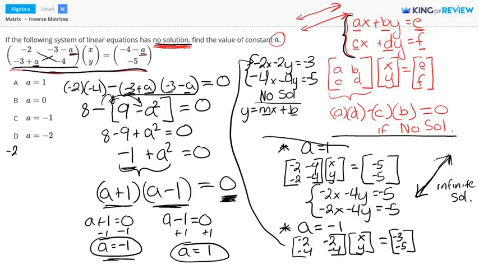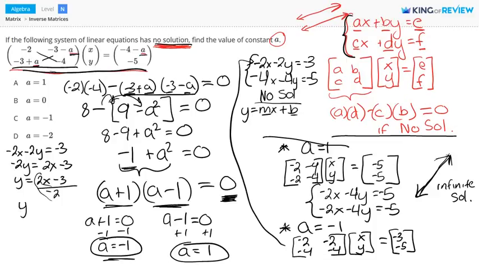So we have negative 2x minus 2y equals negative 3. This gives us negative 2y equals 2x minus 3. And getting the y by itself, I have y equals 2x minus 3 all divided by negative 2. Now when you look at the slope, that's right here, we can write this as y equals negative 1x plus 3/2. So the slope is negative 1 here.